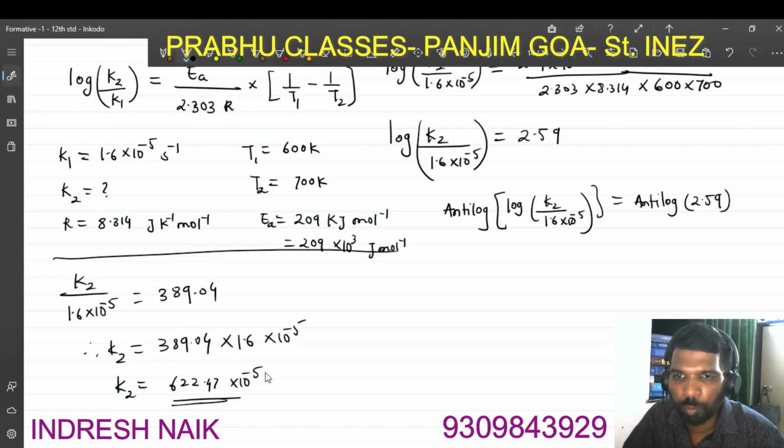This will be per second, because the other one was per second, no? So what is happening? K2 is increasing by so much. Earlier K1 was 1.6 into 10 to minus 5. This is 622.47 into 10 to minus 5.